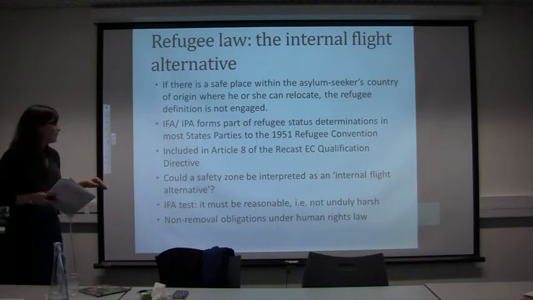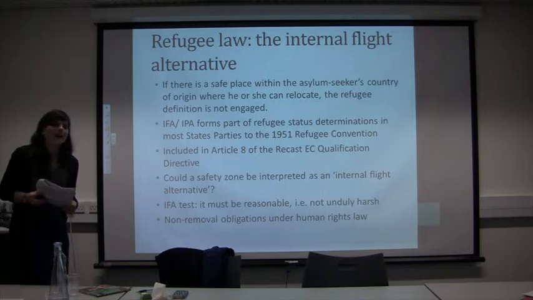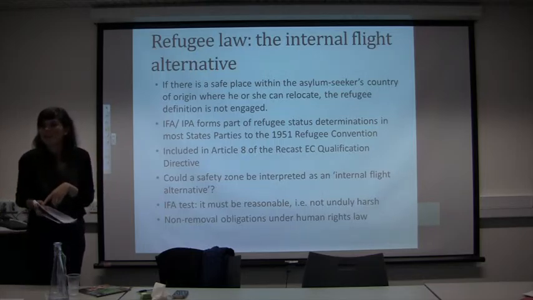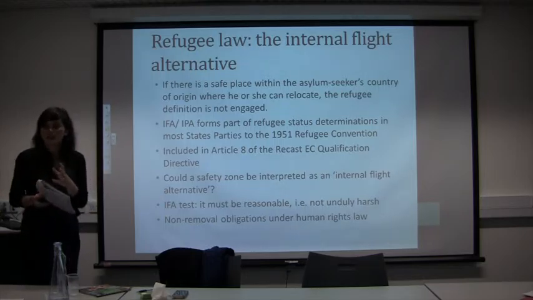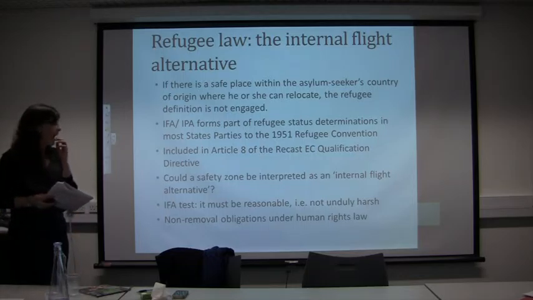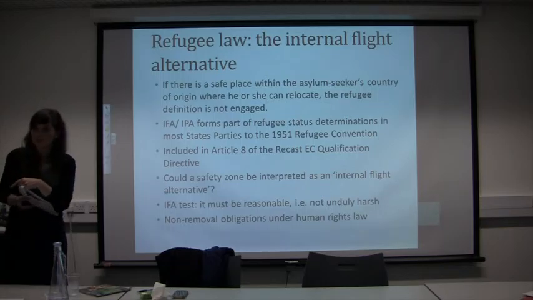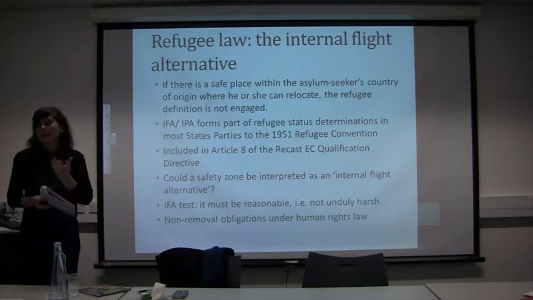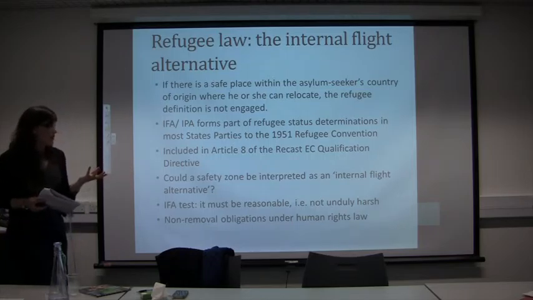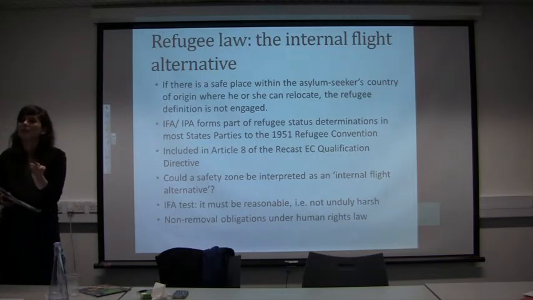So for example, the European Court of Human Rights has found that return to Somalia, where persons would have to live in a refugee camp, they found those conditions were, they called them, dire, and therefore removal to Somalia was prohibited under the European Convention on Human Rights. So even if it's found that there's an internal flight alternative, there are still certain human rights that we need to bear in mind about whether or not we could send someone back.